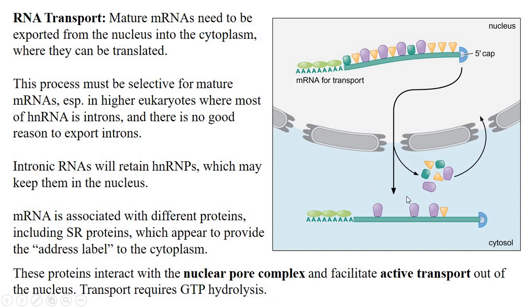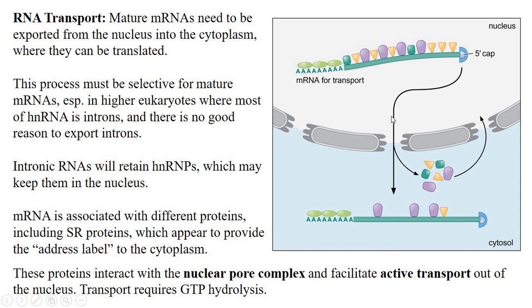This mRNA is now associated with multiple different proteins. These proteins include those SR proteins, those serine arginine-rich proteins. These SR proteins are supposed to provide an address label. These are supposed to tell the mRNA where to go. It takes them to the ribosomes for translation.